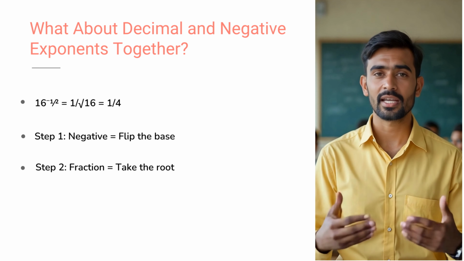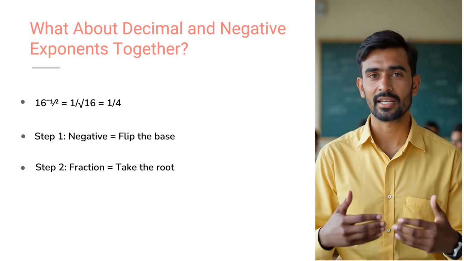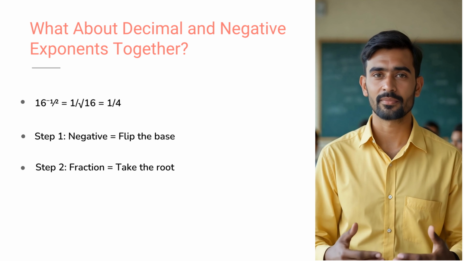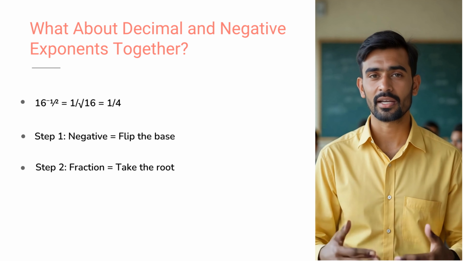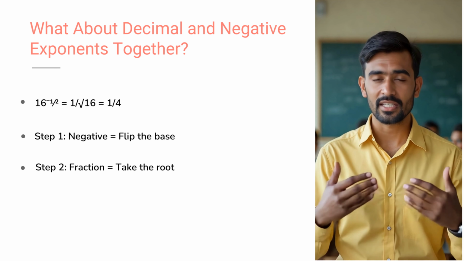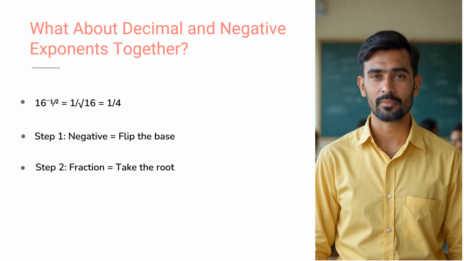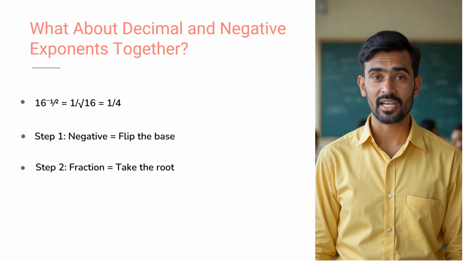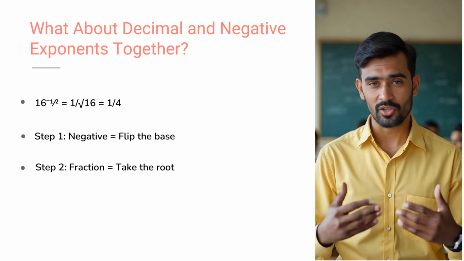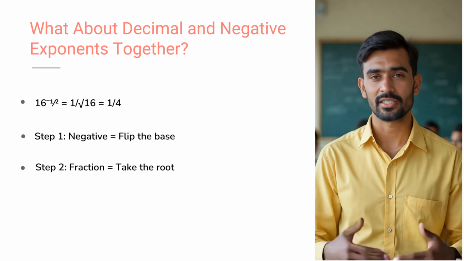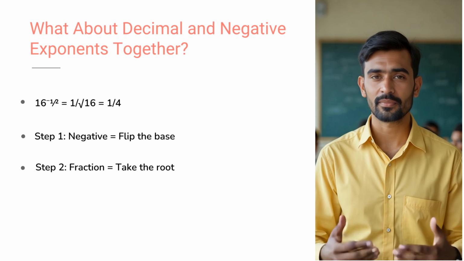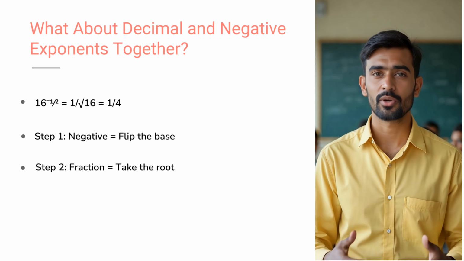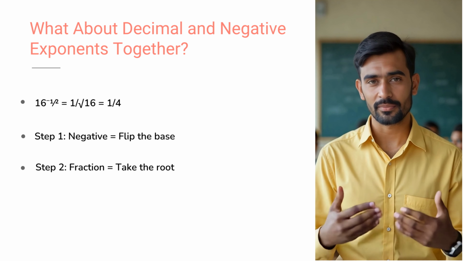What happens when an exponent is both fractional and negative? Don't panic, it's just 2 steps. Take 16 to the power minus 1 by 2. Step 1, the negative flips it, becomes 1 by 16 to the power 1 by 2. Step 2, the 1 by 2 means square root of 16, and the final answer is 1 by 4. So whenever you see a negative fractional exponent, first flip the base, then apply the root.